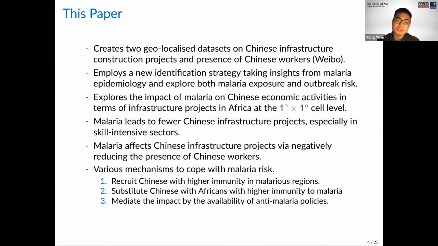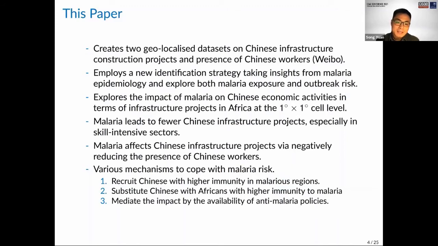We create two geolocalized datasets on Chinese infrastructure construction projects and the presence of Chinese workers, which is measured by a social network platform called Weibo in China. And we employ a new identification strategy. We take insight from malaria epidemiology and explore two types of malaria risk: malaria exposure risk and outbreak risk, or let's say malaria endemic risk and epidemic risk, okay?